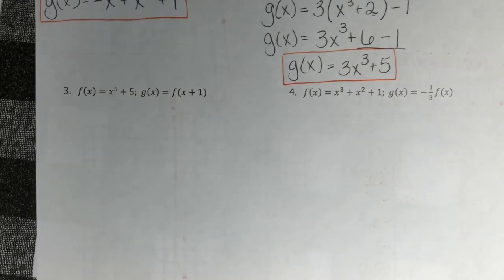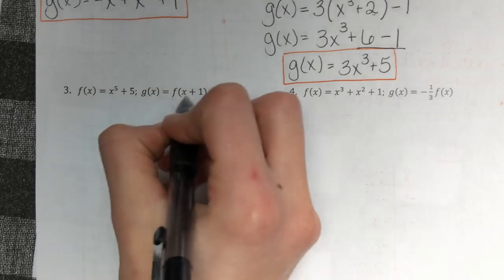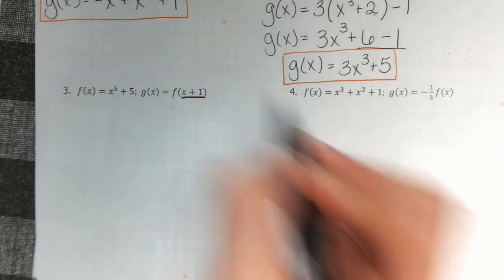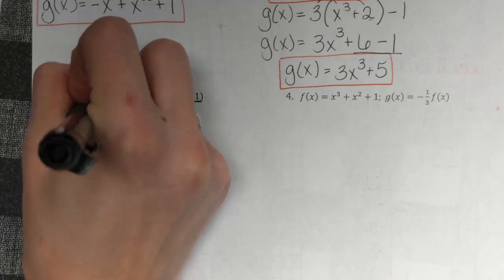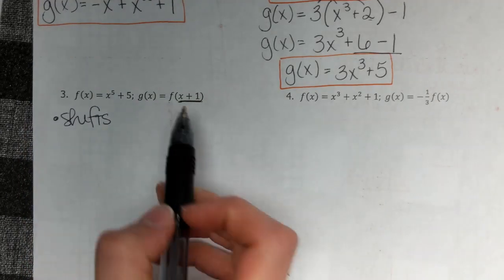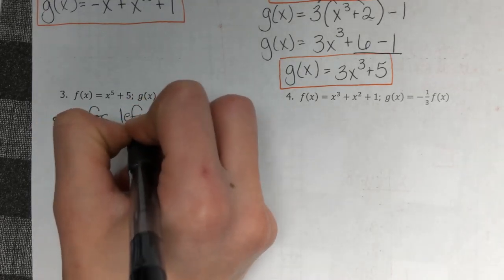So now I have f of x equals x to the 5th plus 5, and my g of x is f of x plus 1. This time it's happening inside my parentheses, so it's happening to x and is the opposite of. Anytime I have a plus or minus, I know I'm shifting. I just have to figure out where. Opposite of tells me I'm shifting left 1 unit.